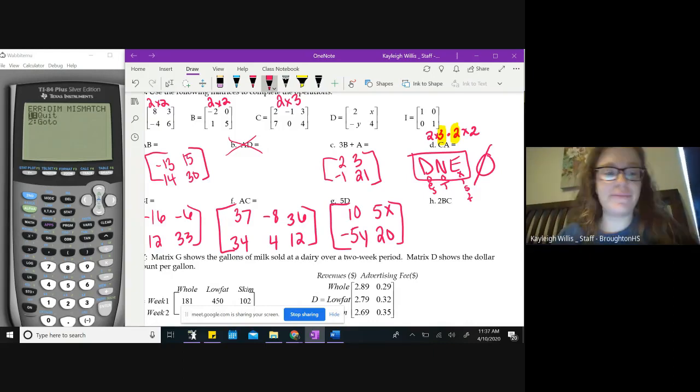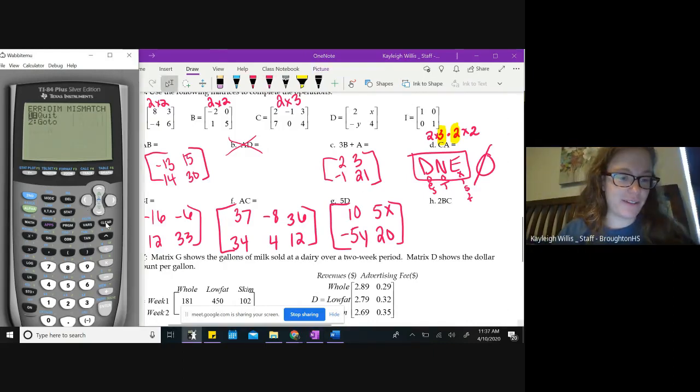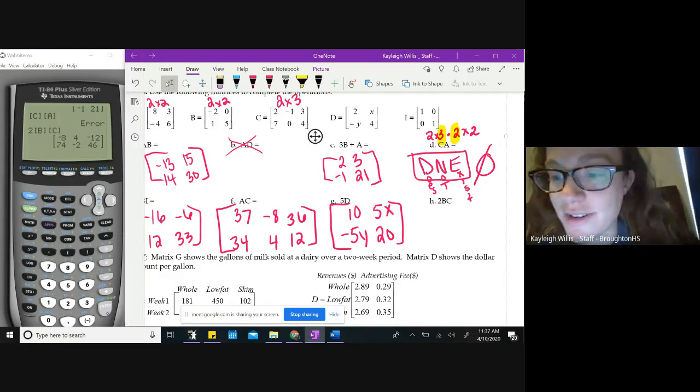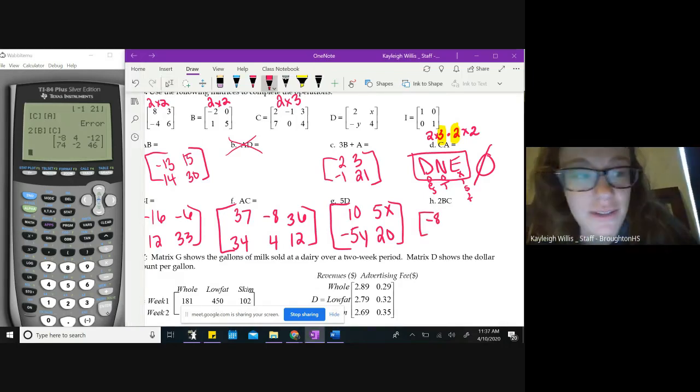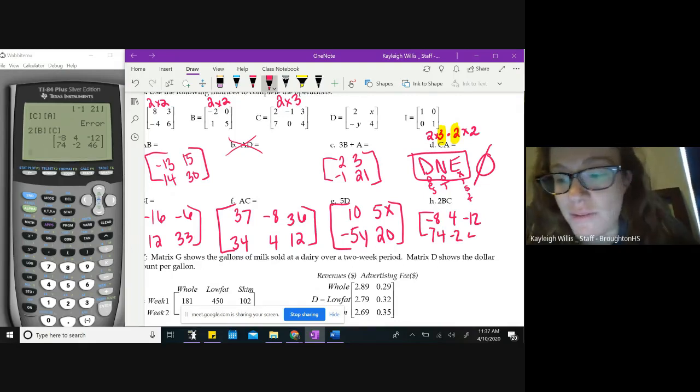And then this one, I don't have an answer for, so I'm going to have to use my calculator. So I think I have both those typed in. So B, second matrix, C, equals, there's my answer. -8, 4, -12, 74, -2, and 46.